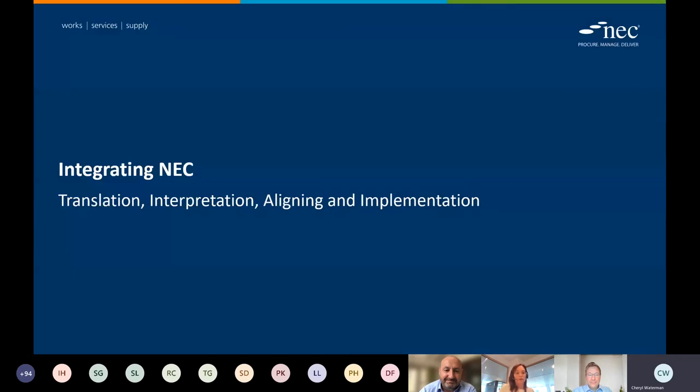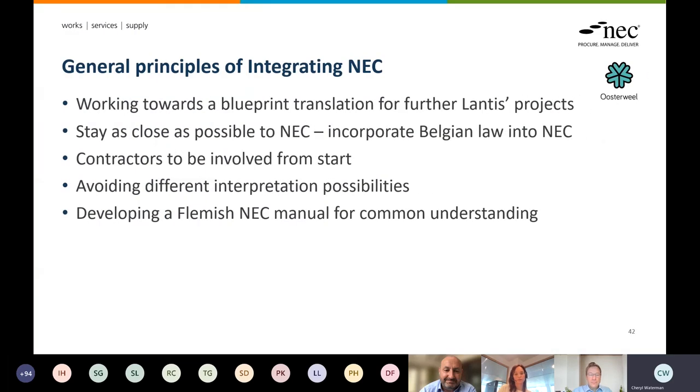So the third part is about how we actually started integrating the NEC contract in the Belgian context. How did we adopt it in our context, in our local laws? We had to do the translation due to Belgian law. And then there's the phase of translation, interpretation, aligning, and implementation.